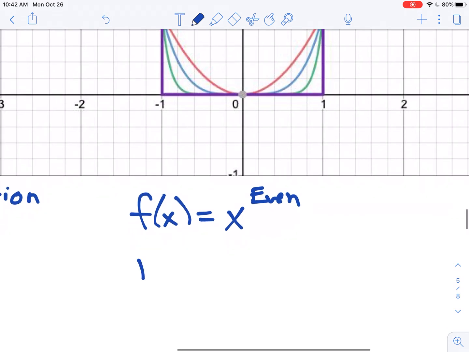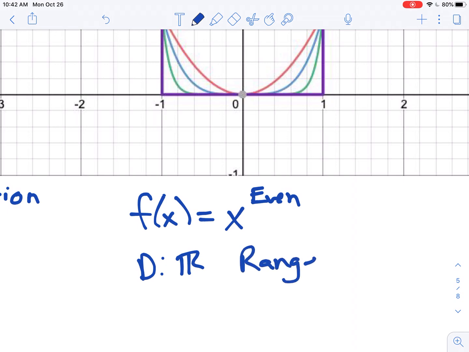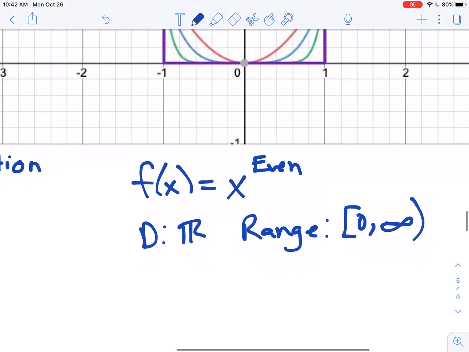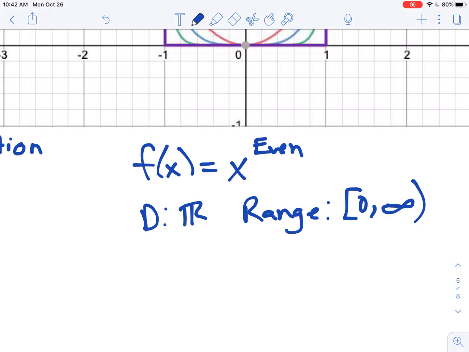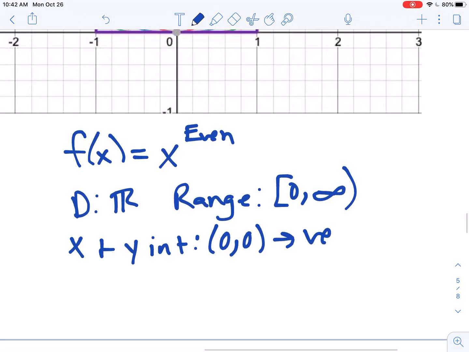I know that my domain here will be all real numbers, and my range will be from 0 to infinity. You will have an x and y intercept at the point 0, 0, which would also serve as a vertex value.